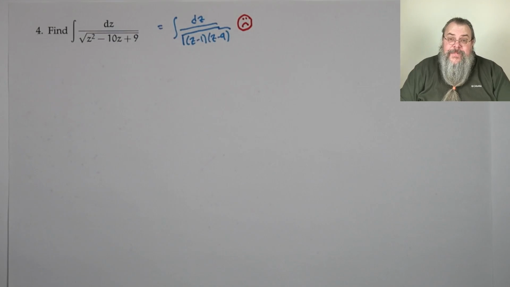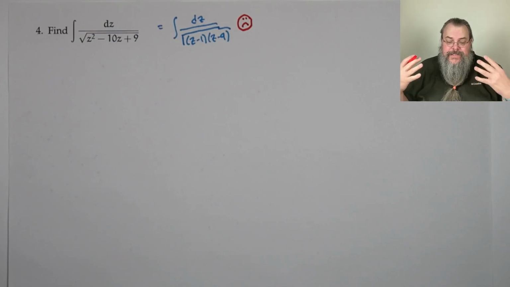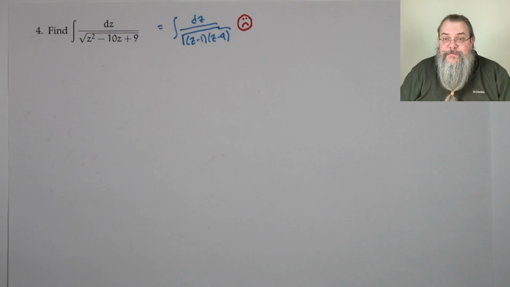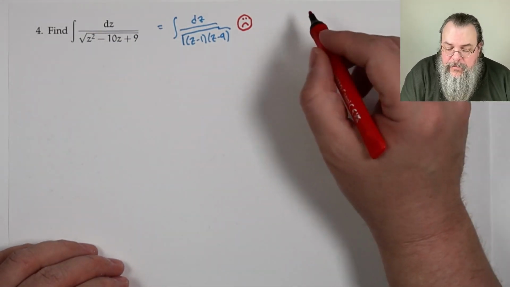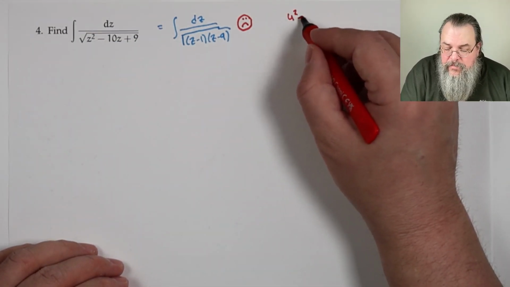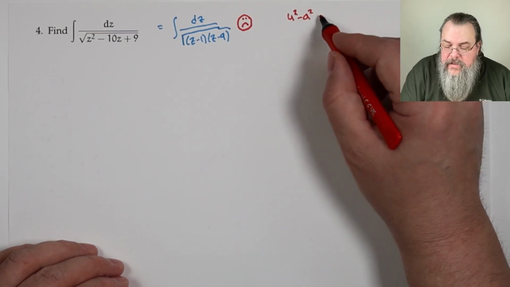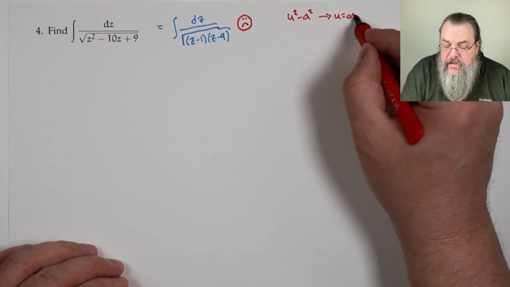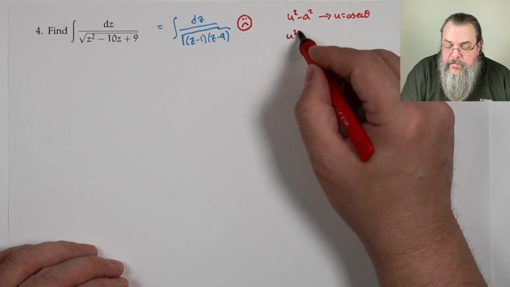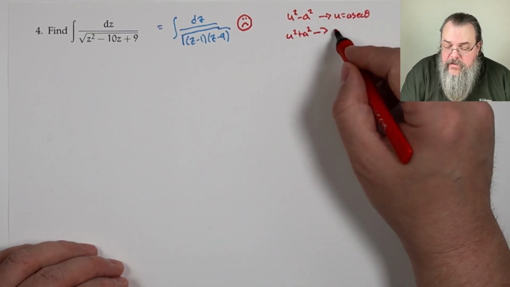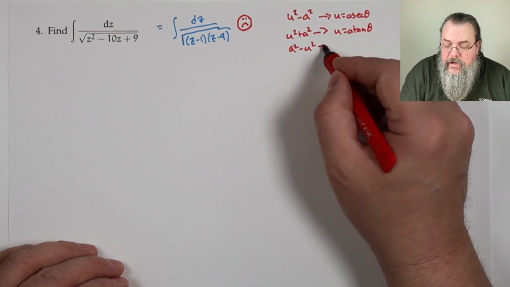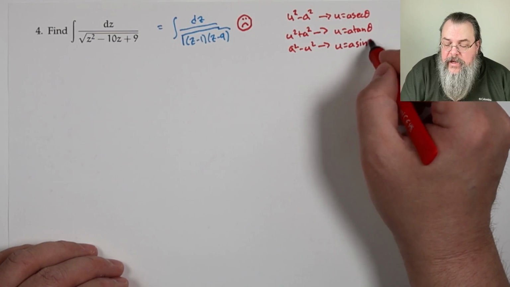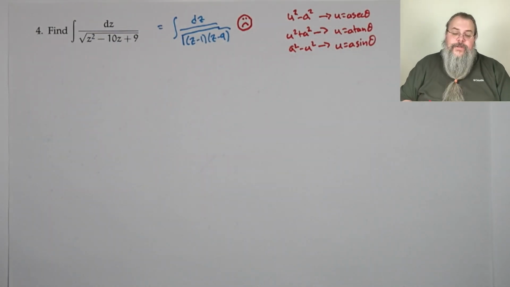So now what? Well, we start thinking, maybe we can do a trig sub. And we say, okay, well, what do our trig subs look like? We have our couple of trig subs. We'll write them down for reference. We have u squared minus a squared. I don't know why I start with that one, but that's u equals a secant theta. u squared plus a squared, that's our u equals a tangent theta. And a squared minus u squared, that's our a sine theta. Okay, which one are we in?